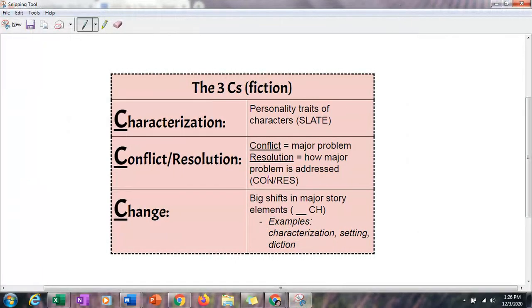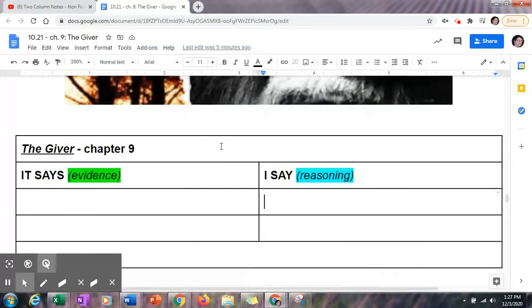The 3 C's consists of characterization, that's the first C, conflict and resolution. What are the big problems and how are they addressed? And change. Any big change that occurs in the story is probably important. If you see ideas in the story come up that fits one of these ideas, characterization, how a person is described, problems and solutions, conflict resolution, or any big change, those are significant ideas for the 3 C's, and that should probably be something you make a note of and put in your 2 columns. Let's see how it looks.